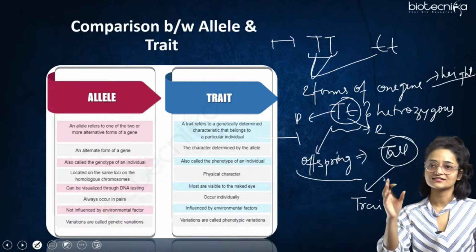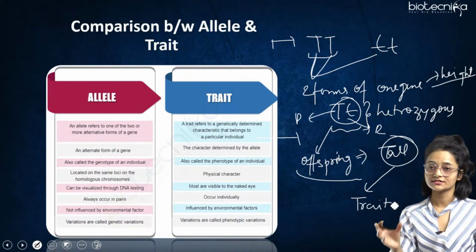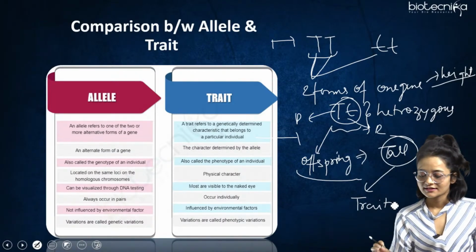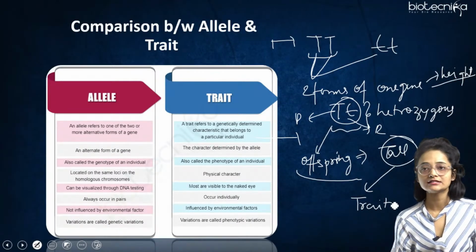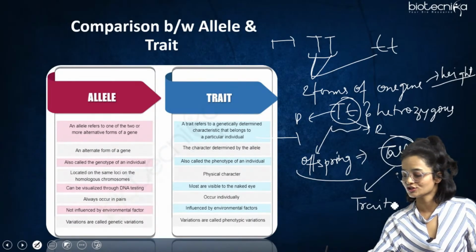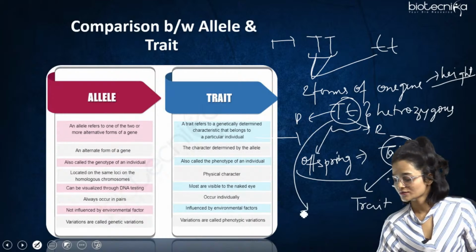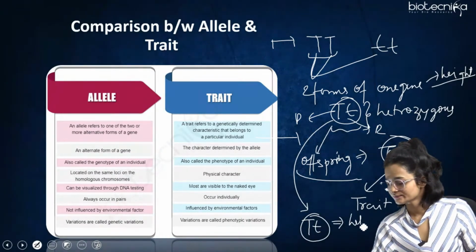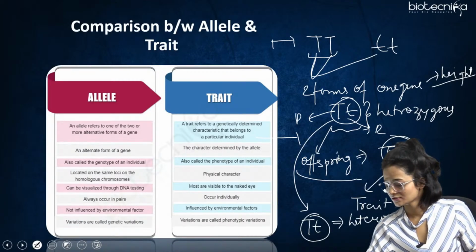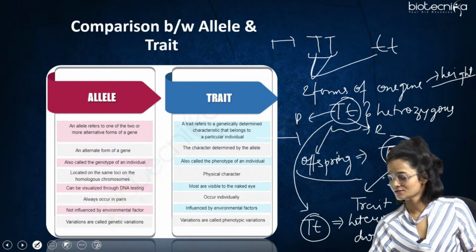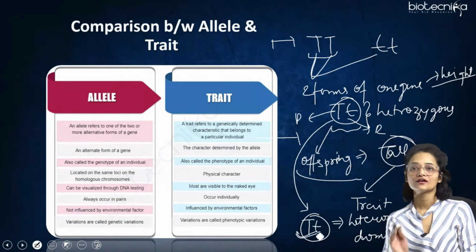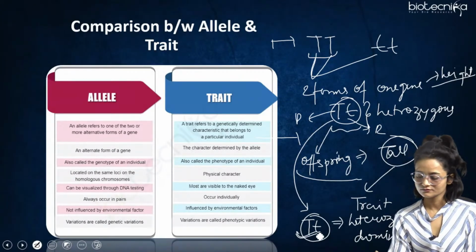And the character, that is the trait, is being defined or determined by these alleles. Then it says that it is also called the genotype of an individual. So allele basically determines the genotype of an individual. So capital T, small t would be heterozygous, right? Heterozygous dominant, and this would be the genotype of an individual, right?